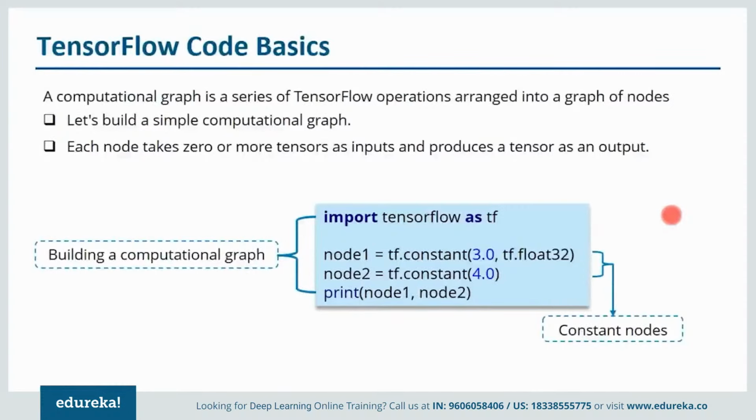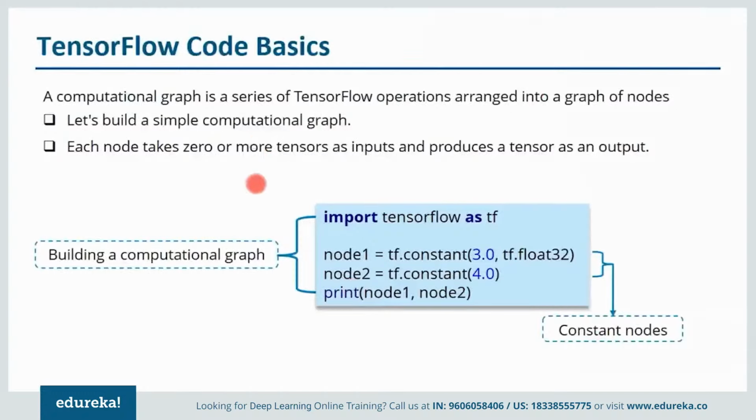Now let me explain it to you with the code in front of your screen. The first thing you do is import the TensorFlow library. Then you define 2 nodes, and these nodes are constants. We call the function tf.constant and provide a value of 3, which is a 32-bit float number. Similarly, we define one more constant node, which contains the value 4. So these are your constant nodes. This is basically what a computational graph is.